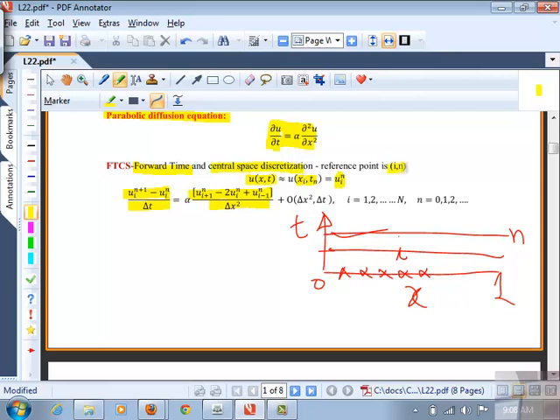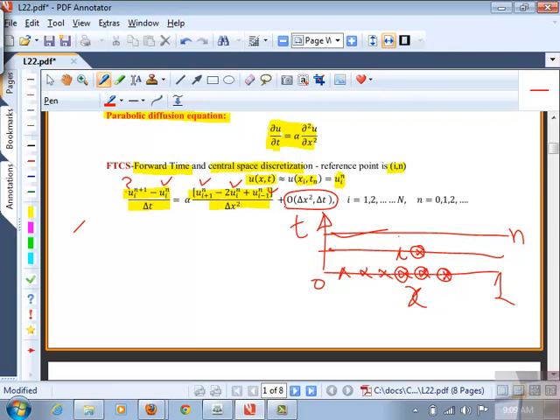The template for this algorithm, in terms of what neighboring points are related in that particular equation, will look something like this. If I have points like that, this point, this point, this point, and this point, the level n plus 1 is the unknown. Everything else at level n is known. So it's an explicit method, and the truncation error is of order delta x squared and delta t.